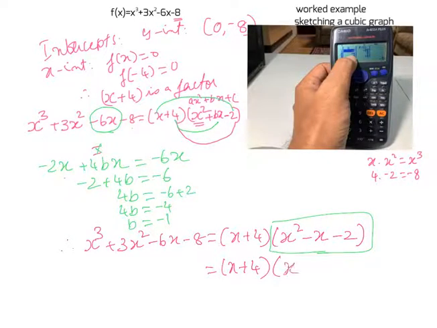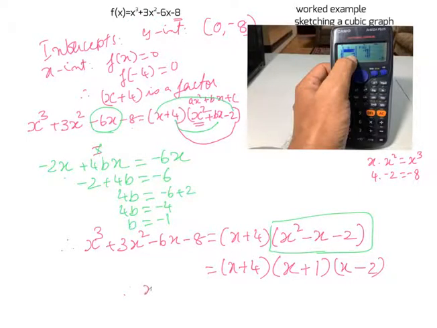So I get x and 2, x and x. When I multiply, I get -2, but the difference of those two numbers must be -1. Therefore, I will make it -2 and +1. So these are the factors of the cubic function x cubed plus 3x squared minus 6x minus 8.